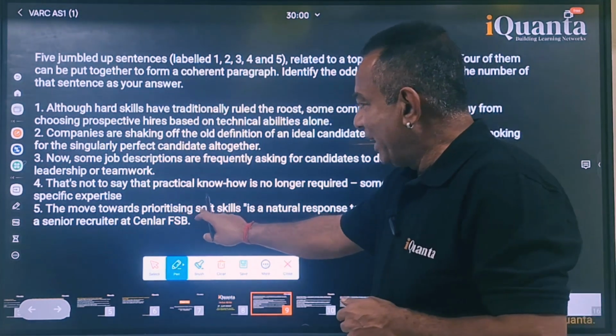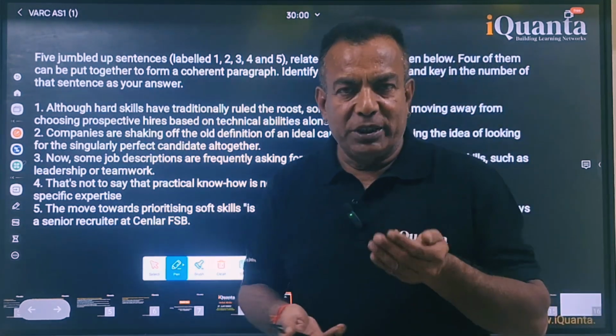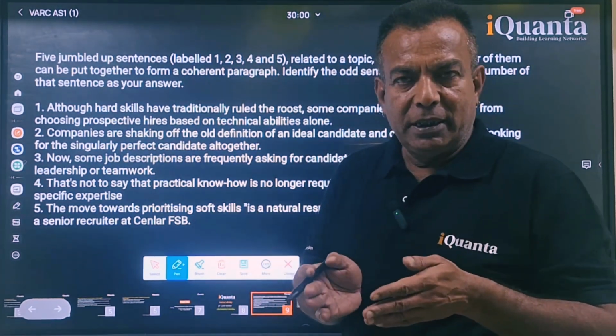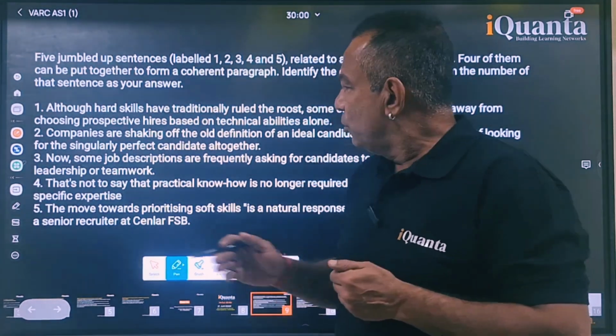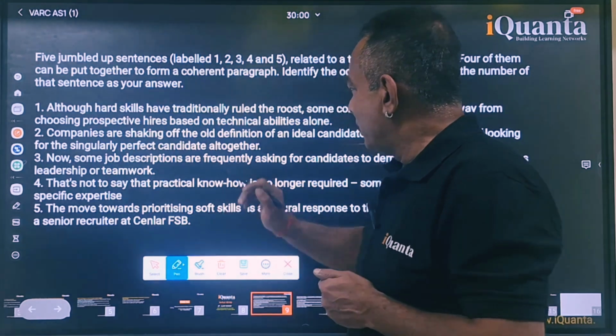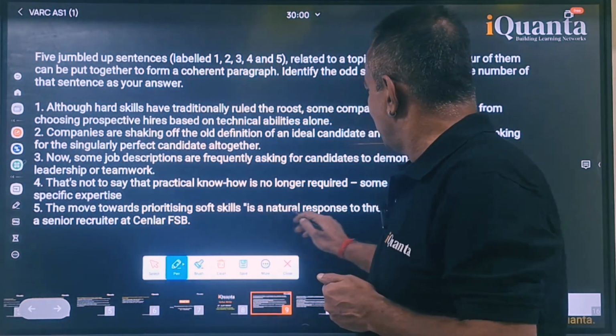The move towards prioritizing. Prioritizing is what you want to do first, which is more important. कौन सी चीज़ ज़्यादा ज़रूरी हो जाती है? So they are prioritizing soft skills. I mean, towards prioritizing soft skills.